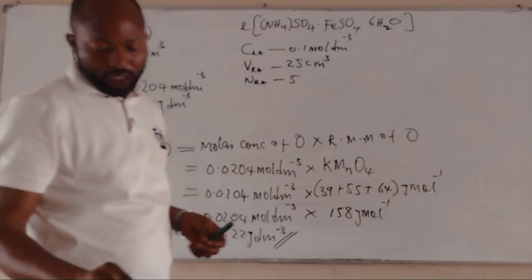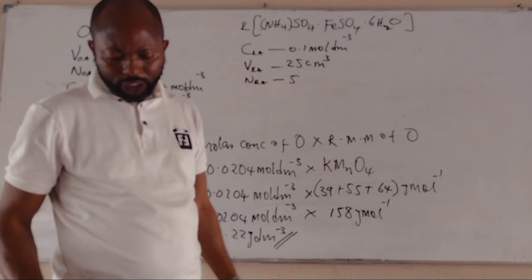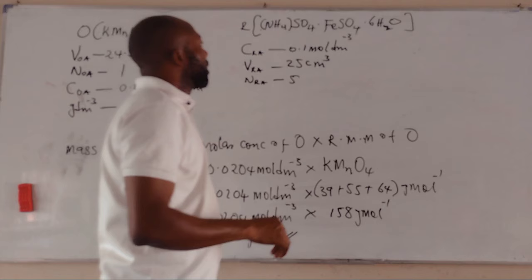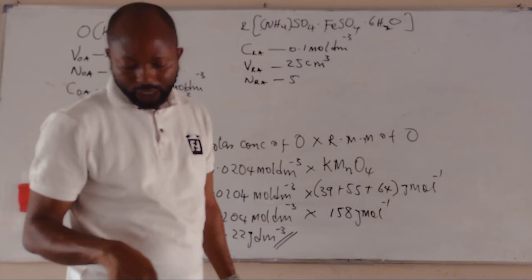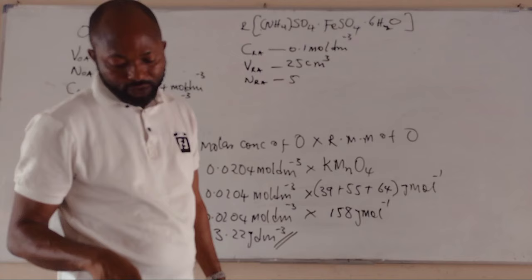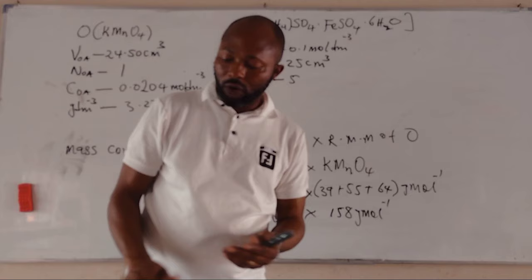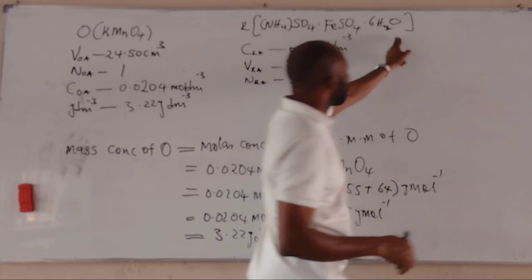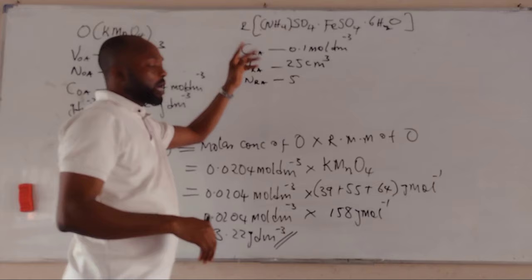Next question, it says the mass concentration of R. Okay, that is the amount of R in one volume of R used. Now, what is mass concentration? The molar concentration times relative molecular mass. So you calculate the relative molecular mass of this times the molar concentration of this, and you get your answer. Probably I've told you everything.